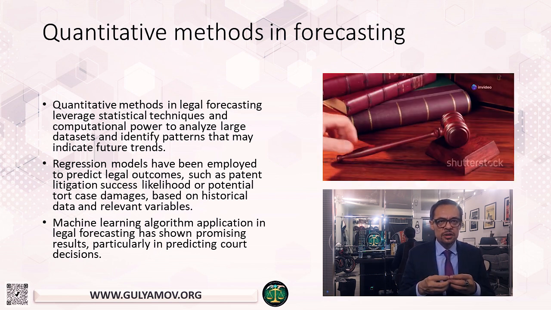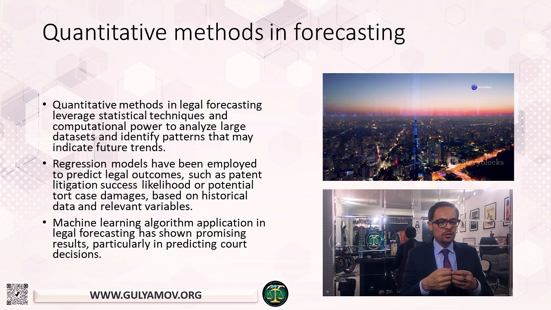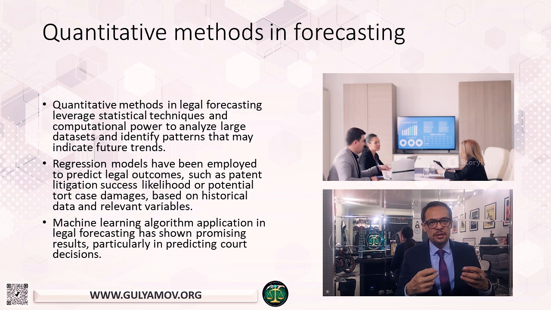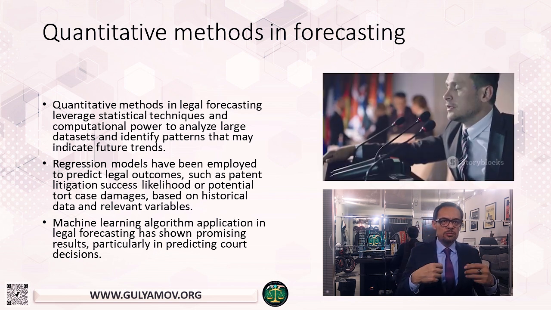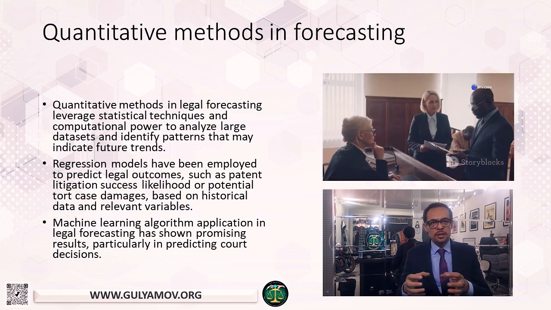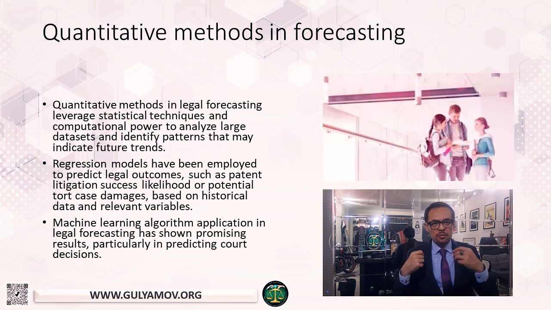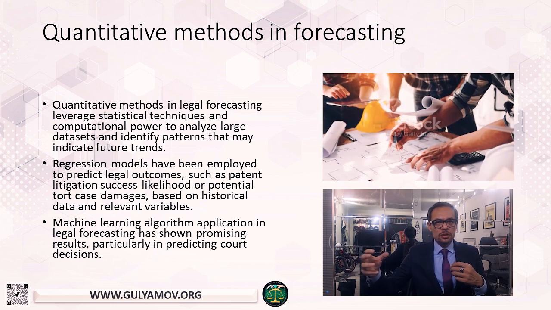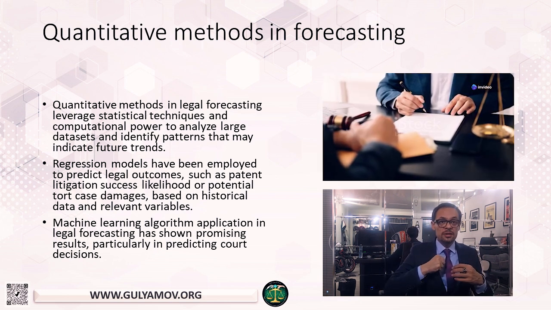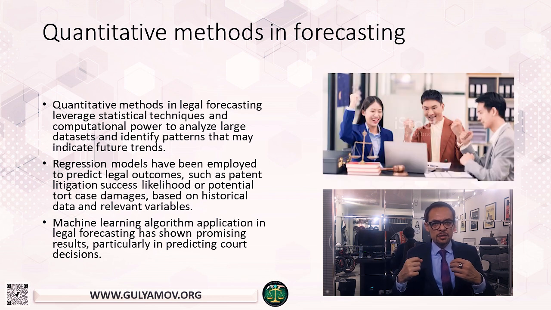Machine learning algorithm application in legal forecasting has shown promising results, particularly in predicting court decisions. For example, a study using machine learning techniques to analyze European Court of Human Rights cases achieved a 79% accuracy rate in predicting specific European Convention on Human Rights article violations. Citation network analysis offers insights into potential future influence of legal decisions or scholarly works by examining citation and interconnectedness patterns. Legal modeling techniques offer structured approaches to representing and analyzing complex legal systems and processes, providing valuable tools for both predictive and explanatory research.